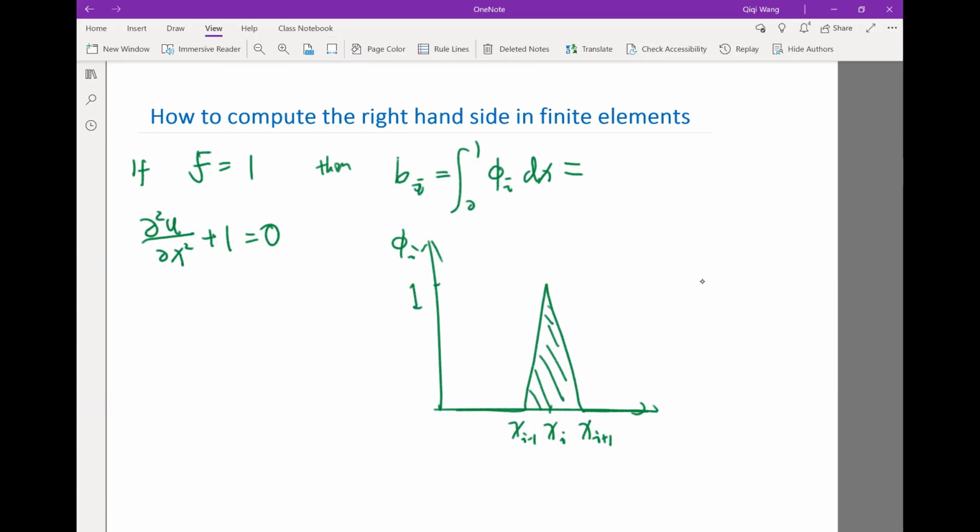So in this case, what is my bi? What is the area of the triangle? Integral, right? Half of base times height, and the height is 1, so it's half of the base, which is xi plus 1 minus xi minus 1.